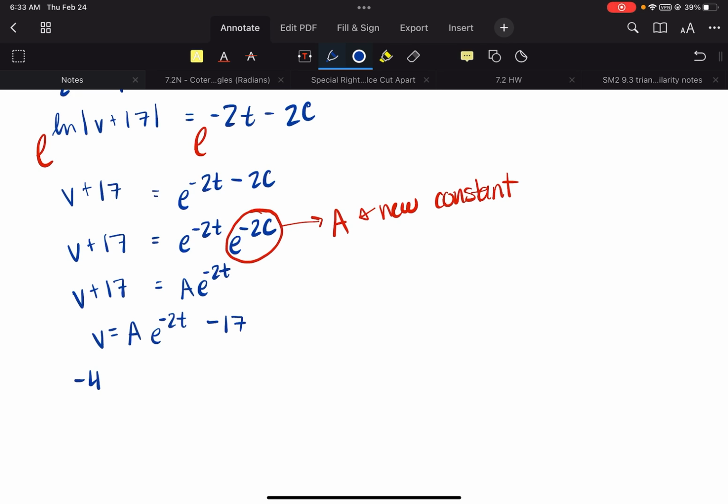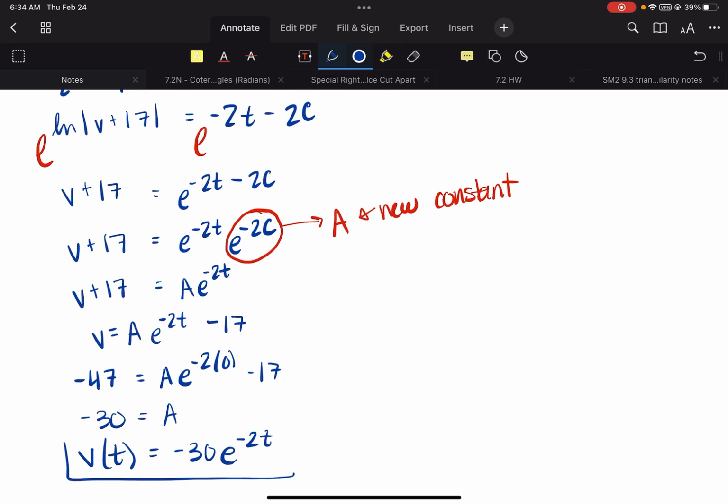I'm going to replace the v with -47 and my t with 0, and solve for a. I add 17 to both sides, so I get -30. Then e to the 0 power is just 1, so that just gives me a. Now I can get my final equation: v of t is equal to -30 e to the -2t minus 17. That's my final expression for the velocity function with respect to time.